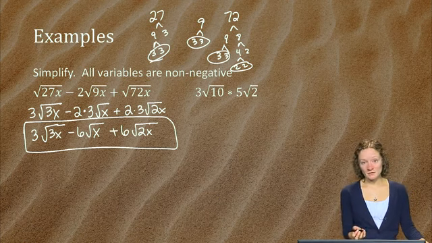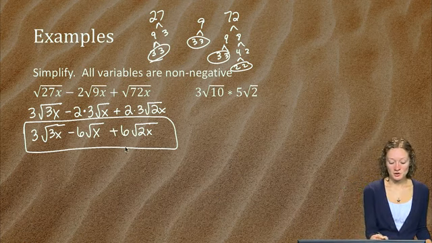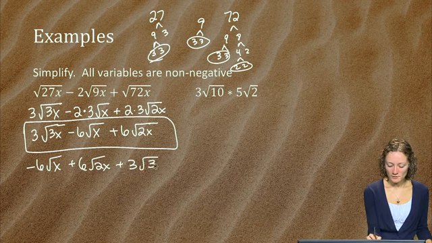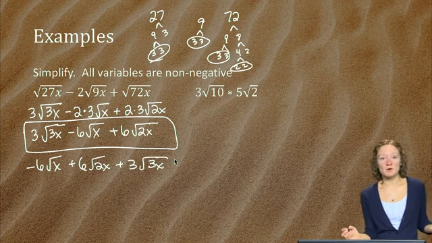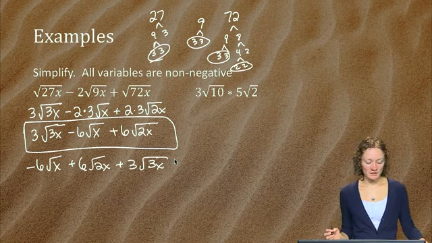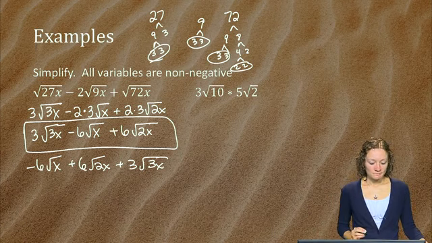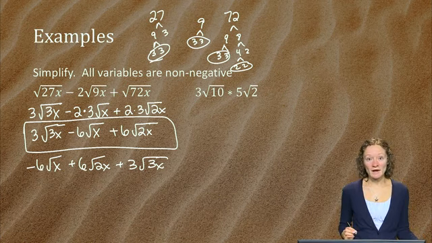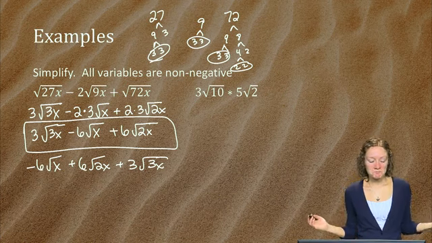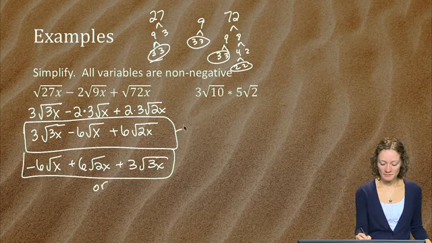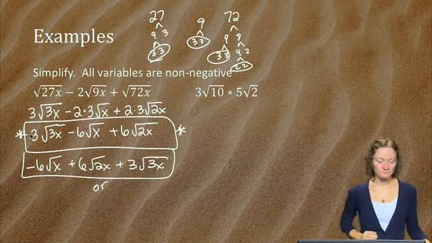The only way you could modify this is if you reordered the terms in some way. If you wrote negative 6 root x plus 6 square root of 2x plus 3 square root of 3x, this would also be okay, but there's no reason to change it. When it comes to radicals, there's not really a best way of writing them in a specific order. It doesn't really matter. So this would also be okay, but there's no reason to change it.